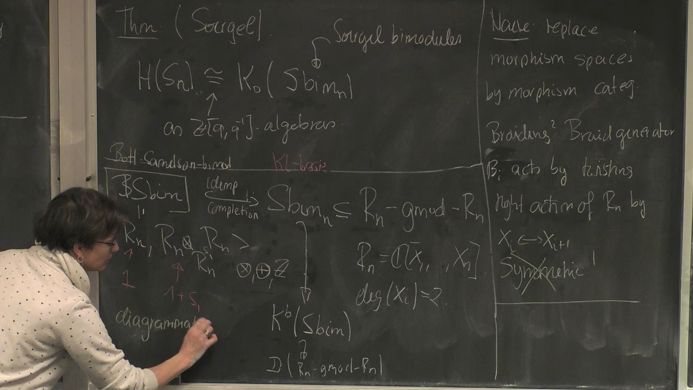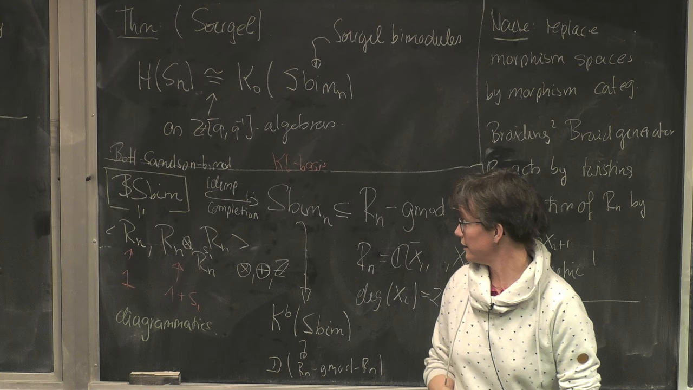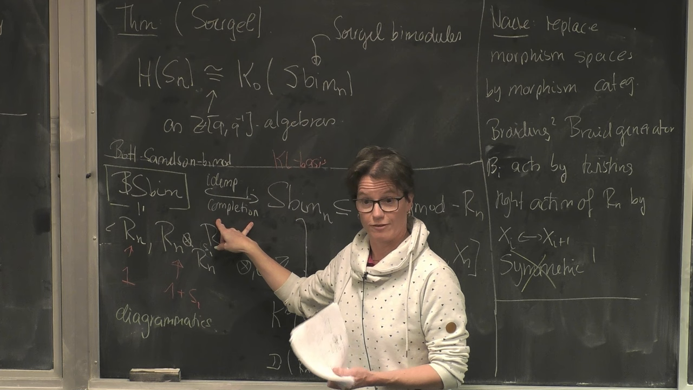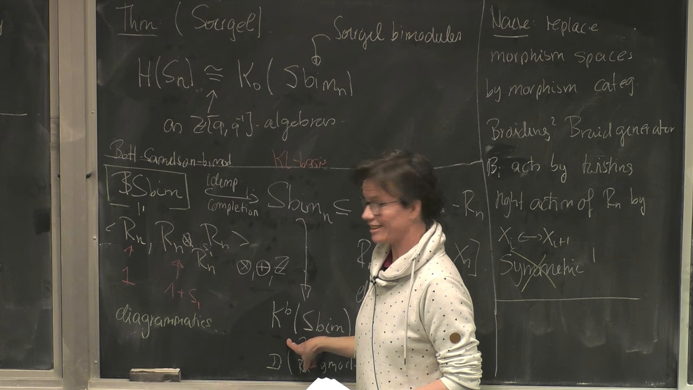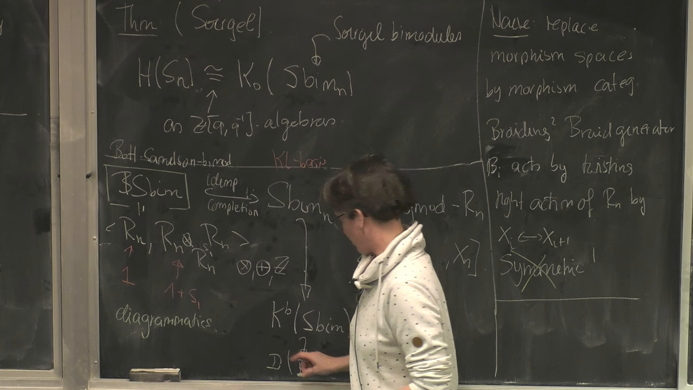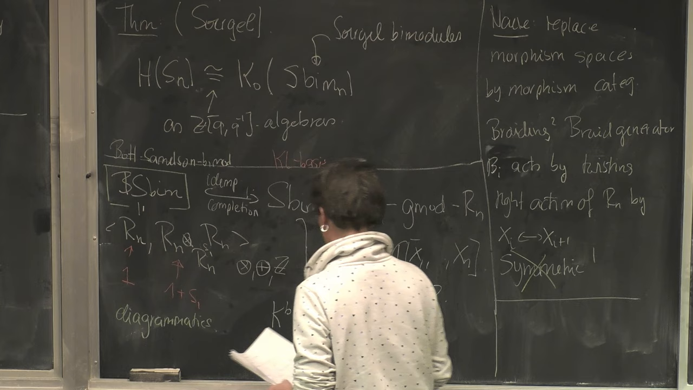This is due to Elias, Williamson and Rouquier. They have a diagrammatic description. Then you do Karoubi completion, which I personally find pretty complicated. And then you go to complexes, which definitely makes it more or less impossible to compute. So now I want to say a little bit about this diagrammatics.